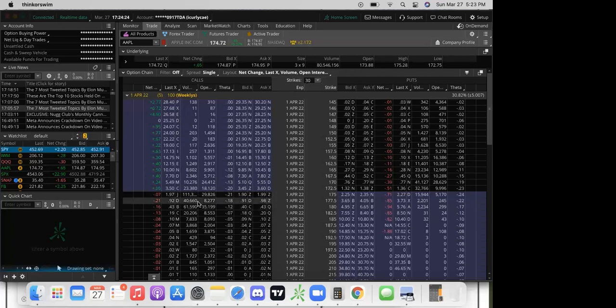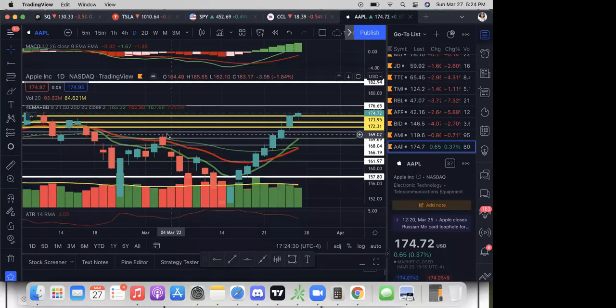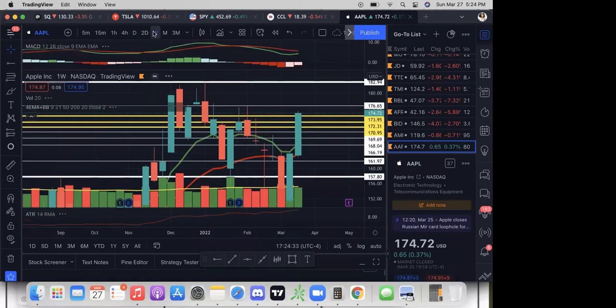Or I can choose any of these two, okay? So now you know how to choose your contract based upon the average true range. And obviously your ATR is going to adjust itself depending on the time frame that you're looking at. So now I'm on a weekly chart. So let's say the same thing.